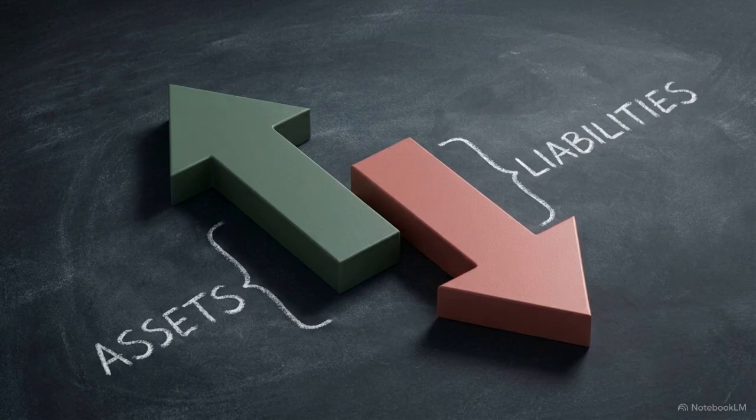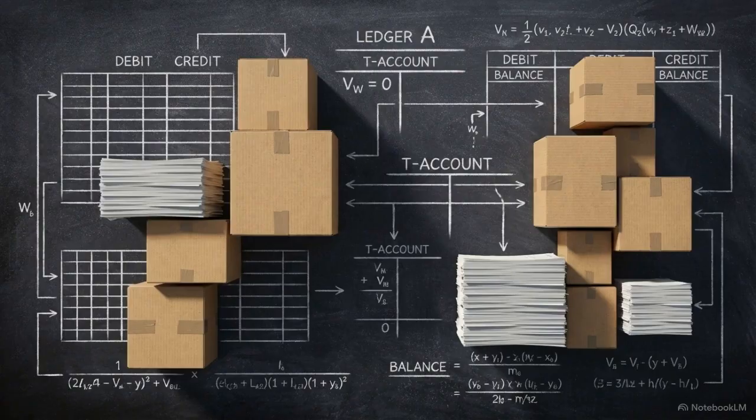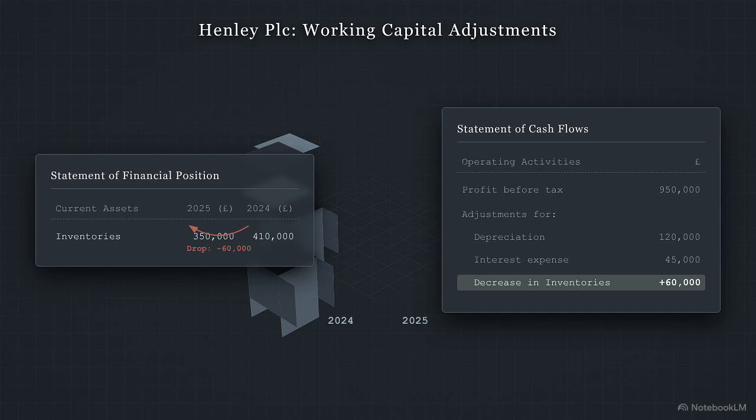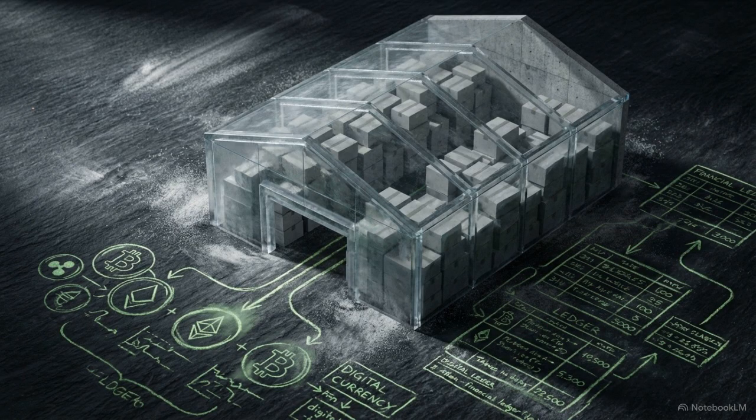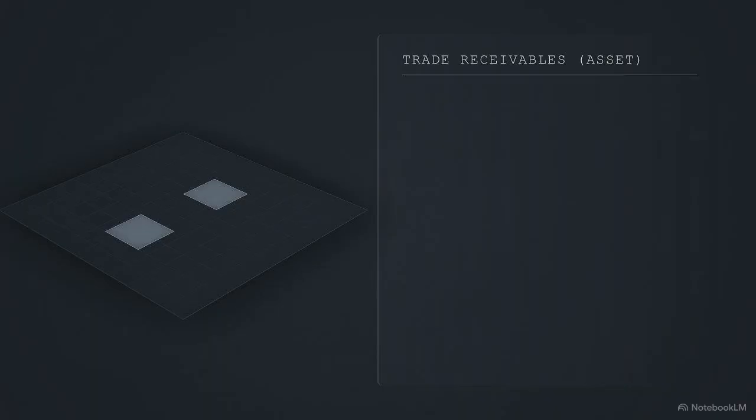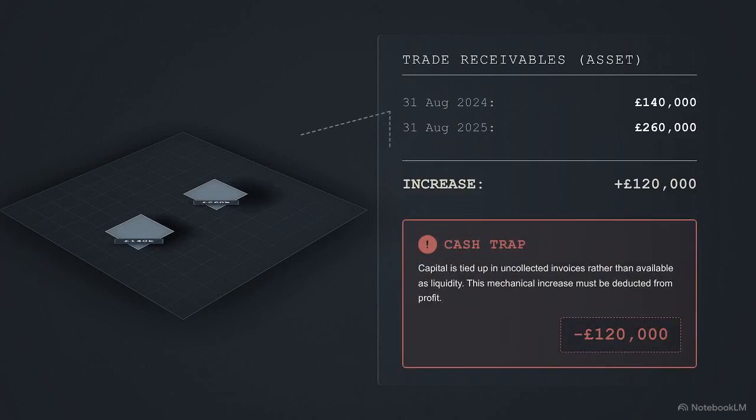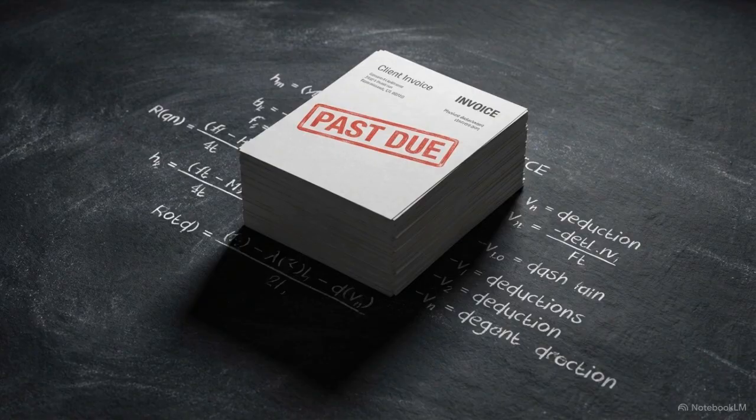Working capital measures a company's short-term financial health, and the mechanical rule for it is strict. Increasing assets consume cash, while decreasing liabilities consume cash. Analyzing the inventory delta, we see a drop from £410,000 to £350,000. Selling off £60,000 of goods without replacing them frees up operational cash. Trade receivables, however, show a massive jump from £140,000 to £260,000. This £120,000 must be deducted. That capital is currently paralyzed in unpaid client invoices.